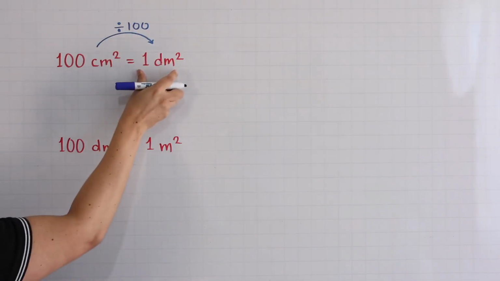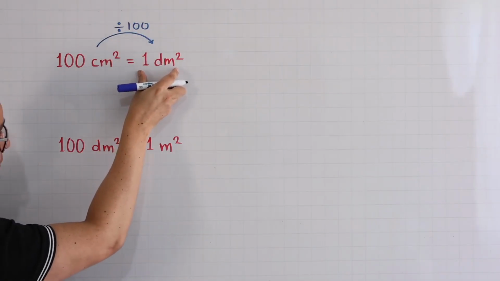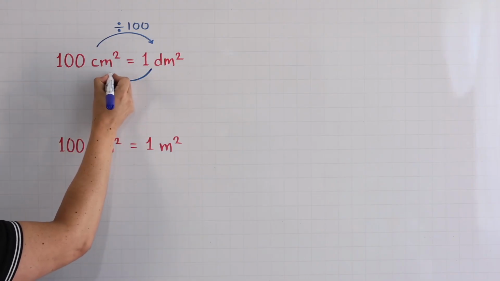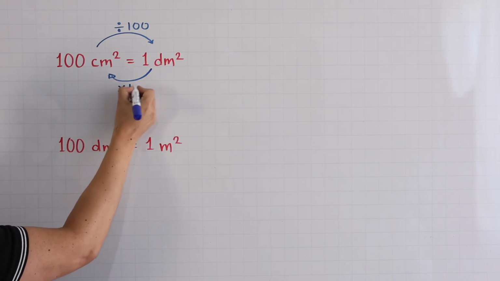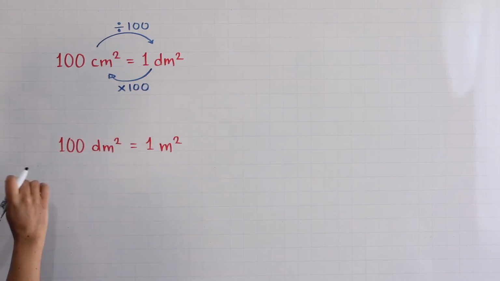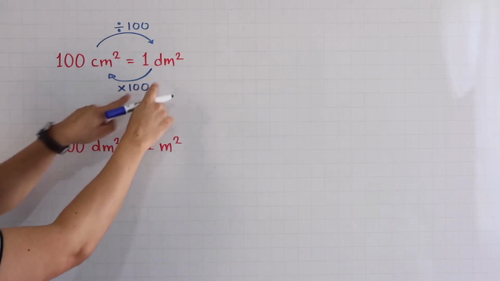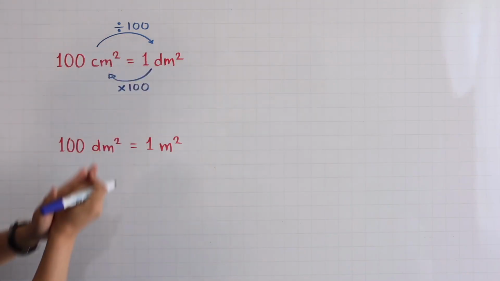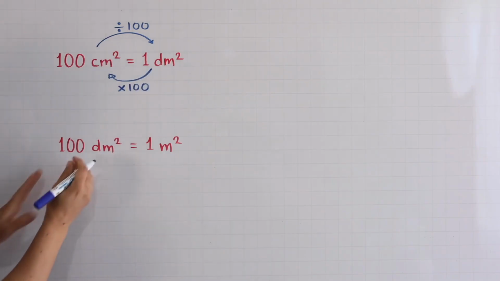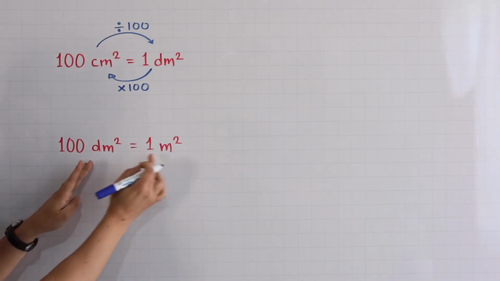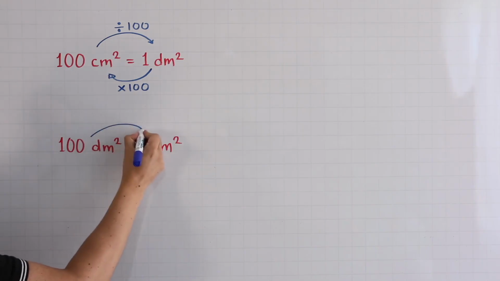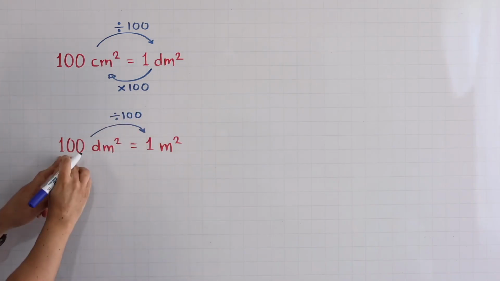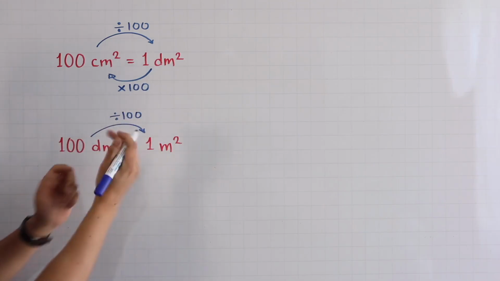Now, if I want to convert from square decimeters to square centimeters, what I would have to do in this case is multiply. By how much? Well, also by 100, right? Look, 1 times 100 gives me 100. And here 100 divided by 100 gives me 1. It's the same here, right? If I want to convert from square decimeters to square meters, then what I would have to do is divide. By how much? Well, by 100, since 100 divided by 100 gives me 1.